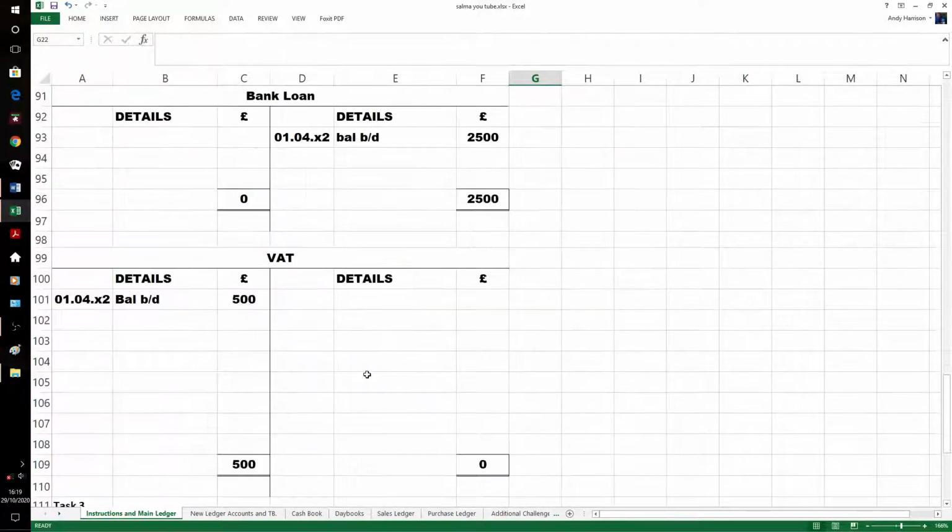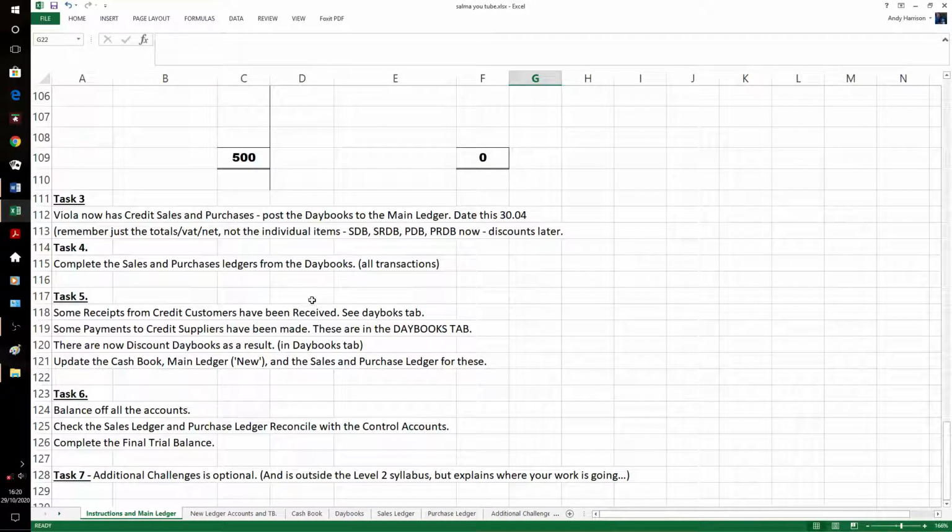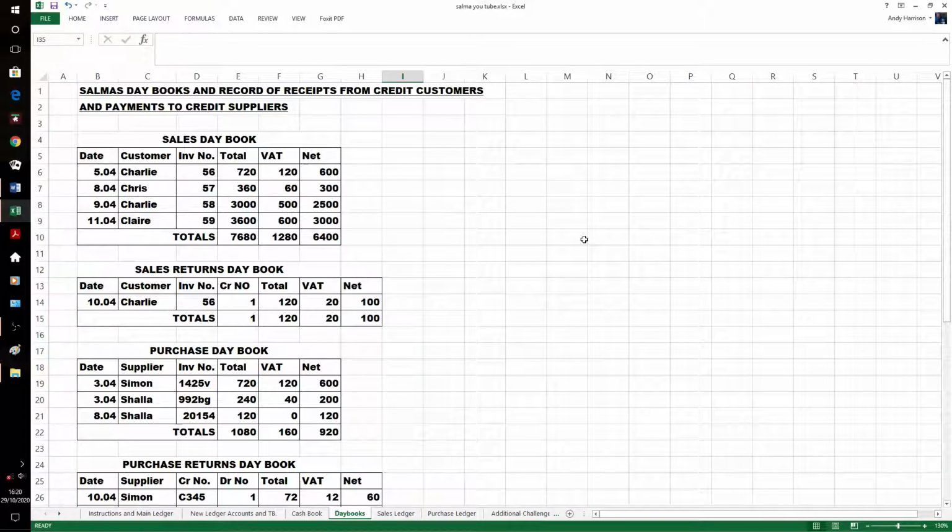Task 3 tells us we have some day books, all dated, so we're treating it as the end of the month, the 30th of April. Day books are here. They've all been totalled up just to make life easy. I'm just going to have a look at my paper version. That means I haven't got to keep flipping back.